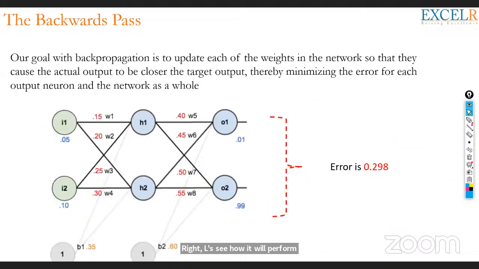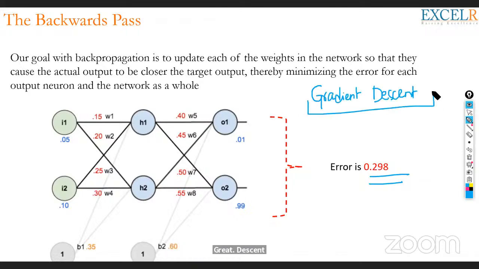So this is the total error we are getting for this network. Total error means error at node O1 plus error at node O2. Now we are going to see how the error is minimized with the help of a very basic and very useful optimizer, which is called the gradient descent optimization technique.